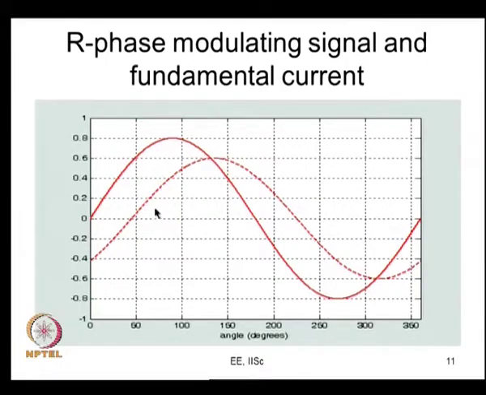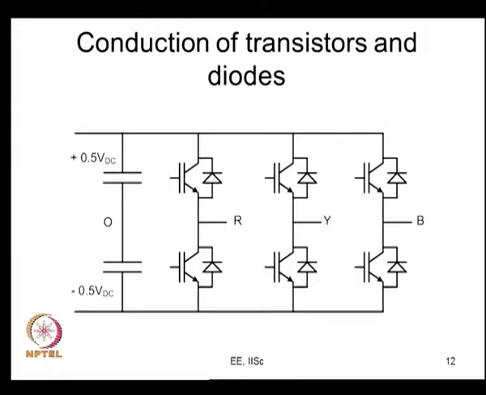So, if you look at who is conducting where, this is R phase, we are talking of R phase. R phase has a top transistor, top device, bottom transistor, bottom device. Who conducts when depends on the direction of current. For example, the current is negative here and then the current becomes positive. Once again the current goes negative. This determines which transistor or which diode conducts. Let us just look at it now. This is what I have for you here.